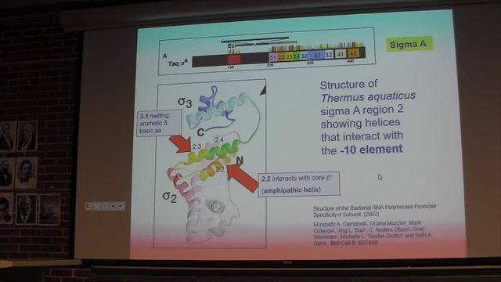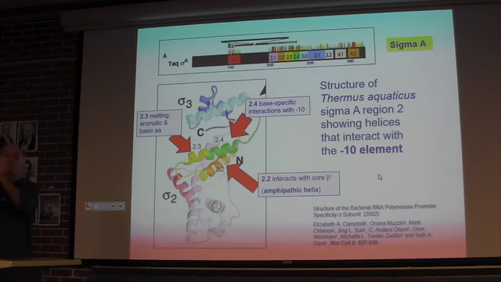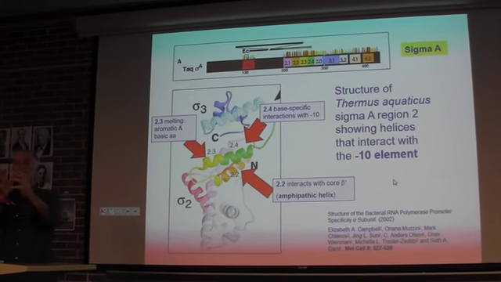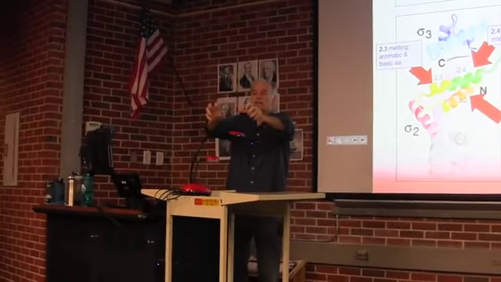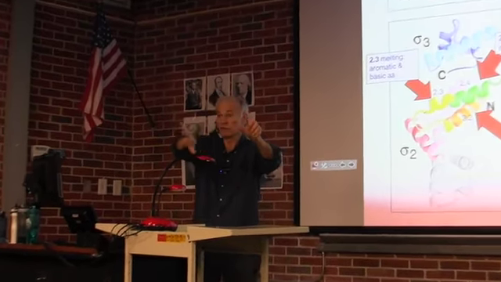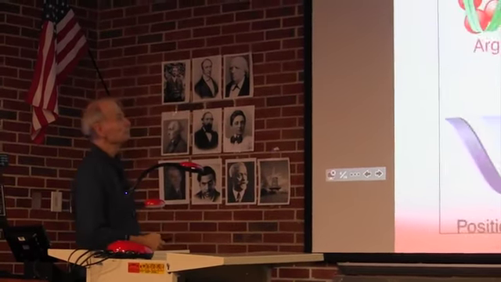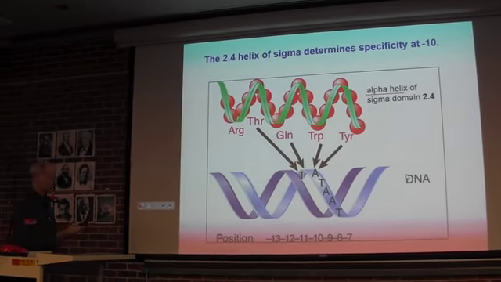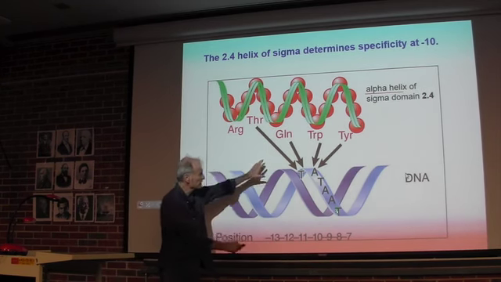So this is recognition. 2.4 specifically interacts and recognizes the -10. In fact, it can recognize the -10 before it's melted open, as you might expect. And as it melts it open, it begins to further recognize the fact that it's on the inside too. It has recognition surfaces for the closed promoter, and as it begins to melt, it recognizes the open promoter too. Alpha helix domain, you see the recognition happening, the first part of the TATA sequence.